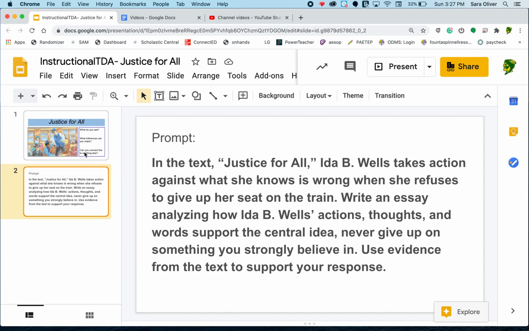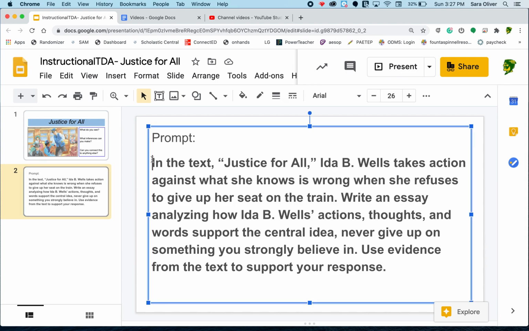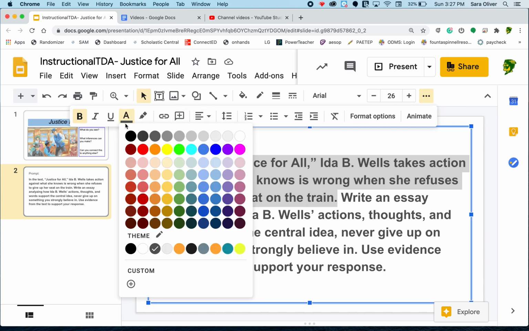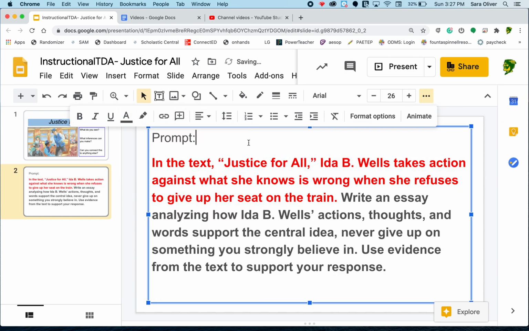Use evidence from the text to support your response. TDA prompts always have 3 parts. Our first sentence, I will highlight in red. It is going to identify the title of our passage, which is Justice for All, and it will also give a little summary, and it tells us the main character stands up for something she knows is wrong. She refuses to give up her seat on the train.